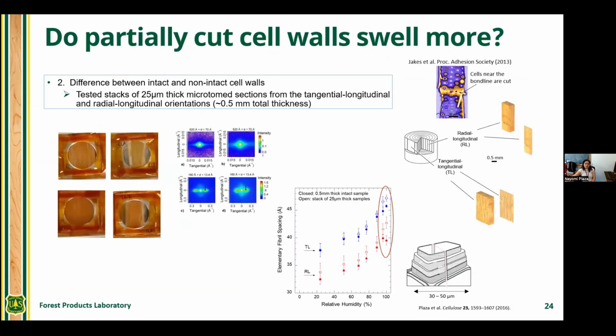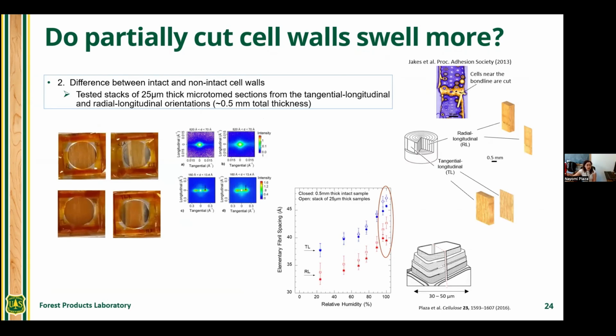We were also interested in looking at whether partially cut cells could swell more. Part of the reason is that cells near a bond line, an adhesive bond line in a composite, would be cut, so they wouldn't be completely intact. So we wanted to see whether or not these would swell more and experience more strain. And to test this, and I have here the actual samples so you can see side by side how they looked.